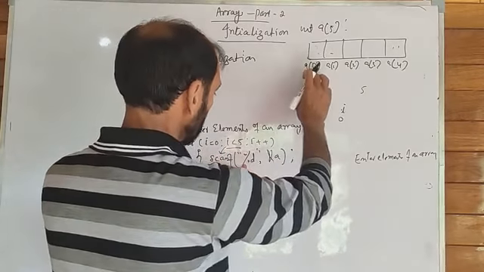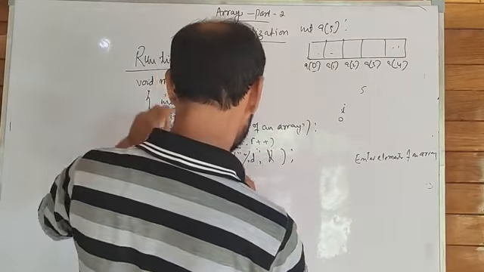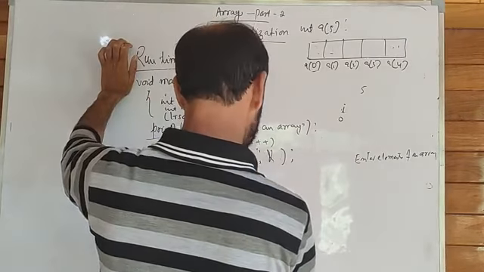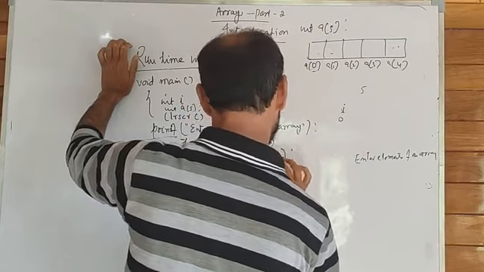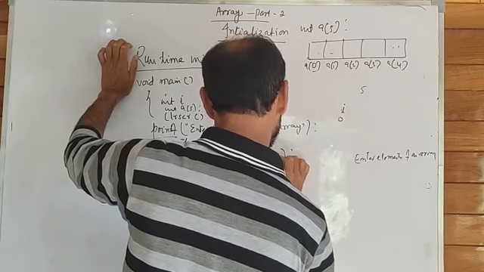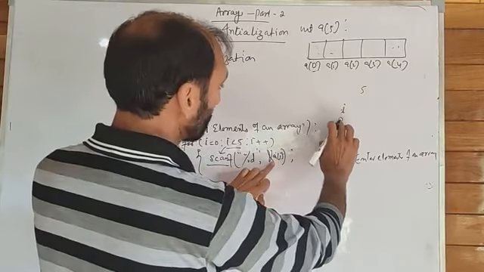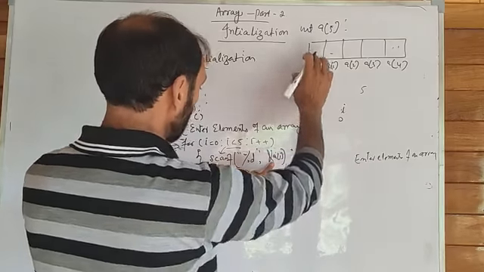Address of a means the address of a of i. So i is 0, i less than 5, i plus plus, percent d, address of a of i. A of i captures the location: i is 0, so a of 0 is the element.